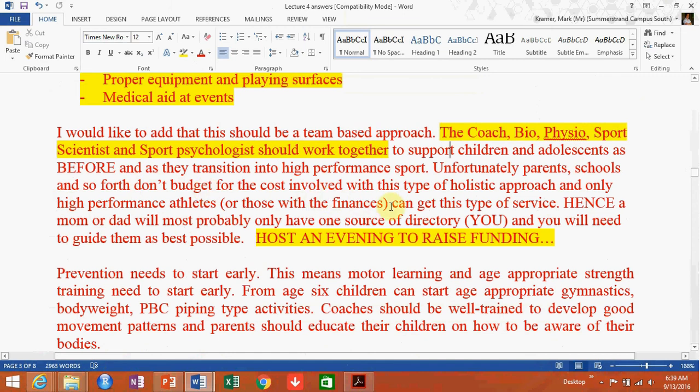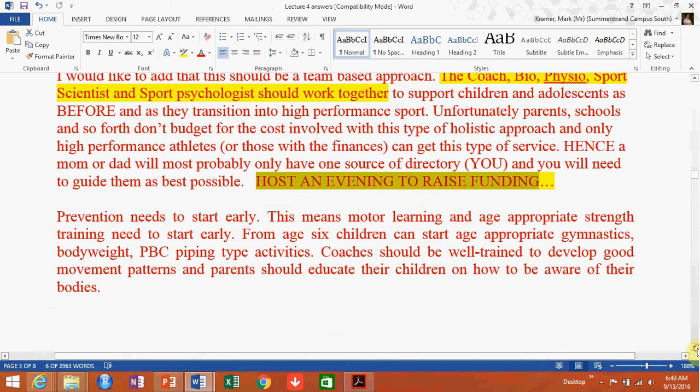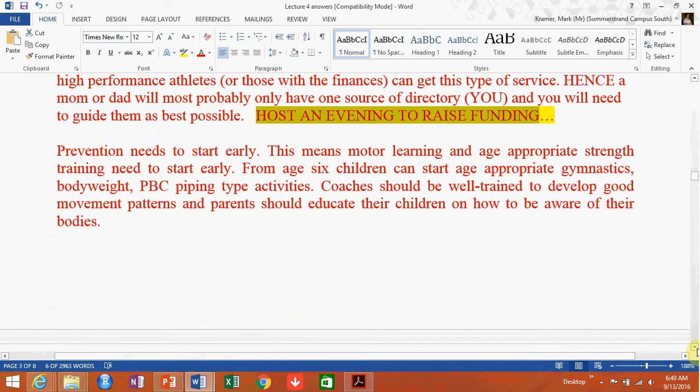Again, if you are a savvy and proactive coach, or a biokineticist trying to promote your profession, or a sports scientist trying to improve your athletes' movement ability in sports, you can host a fundraising evening and also educate. Education is key in your newsletters. Prevention is to start early.